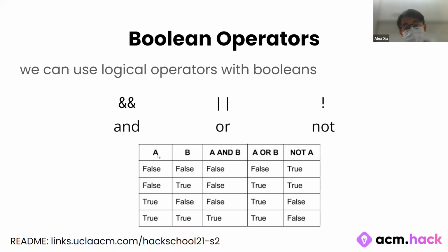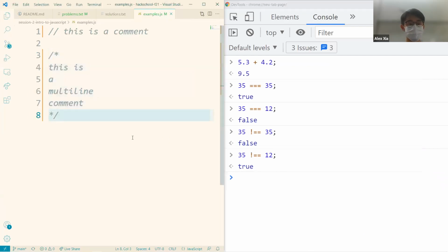For example, if you have two Booleans, A and B, A and B is only true if A and B are true. Similar for A or B: A or B is true only if either one of A or B is true. And for not A, it is simply A but flipped. The only other value from true is false, and from false to true. On here is a truth table for all of the different operations, and we can look at some of the examples.